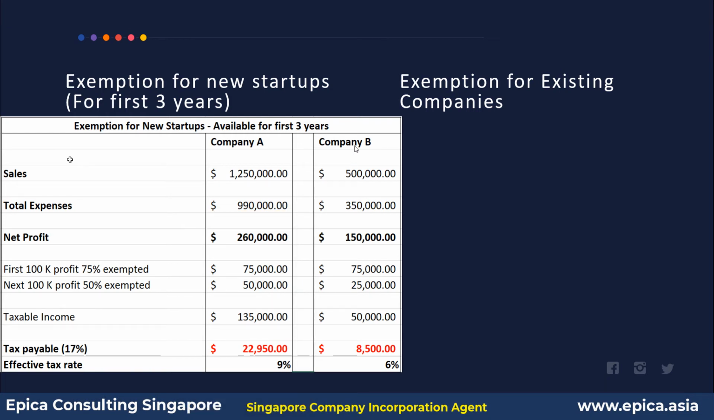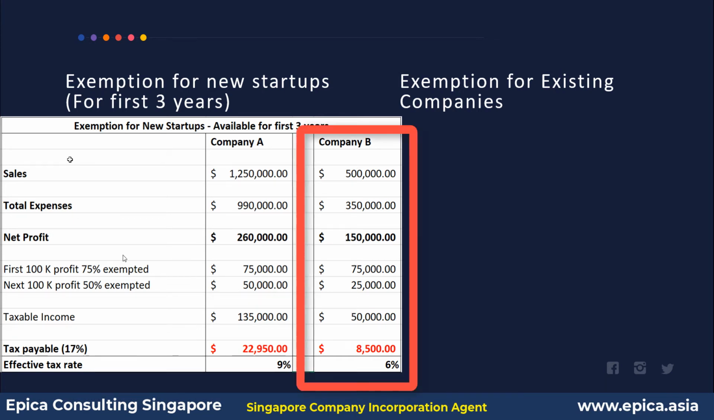And same way for company B, there is this calculation given. So here one thing to notice is net profit of this company is 150,000 Singapore dollars. So first 100,000 75% exemption, all 75,000 they will get. But next 100k, they don't have next 100k profit. So after first 100k, there is only $50,000 profit. So they are going to get tax exemption for $25,000 only. So in this case, taxable income becomes 50,000 and the tax payable is 17% with the effective rate of 6%.